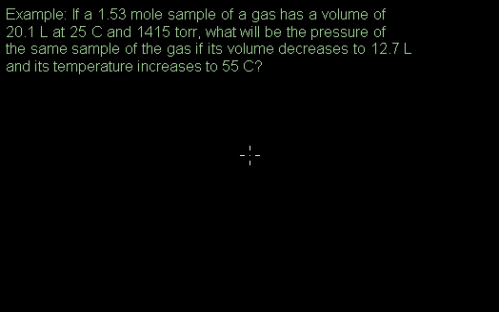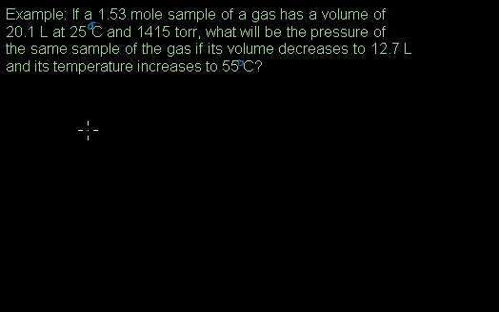So let's do an example problem with our new version of the ideal gas law. So here's our problem. We have a 1.53 mole sample of a gas which has a volume of 20.1 liters at 25 degrees Celsius, and let's put a degree sign, and 1,415 torr. What will be the pressure of the same sample of gas if its volume decreases to 12.7 liters and its temperature increases to 55 degrees Celsius?